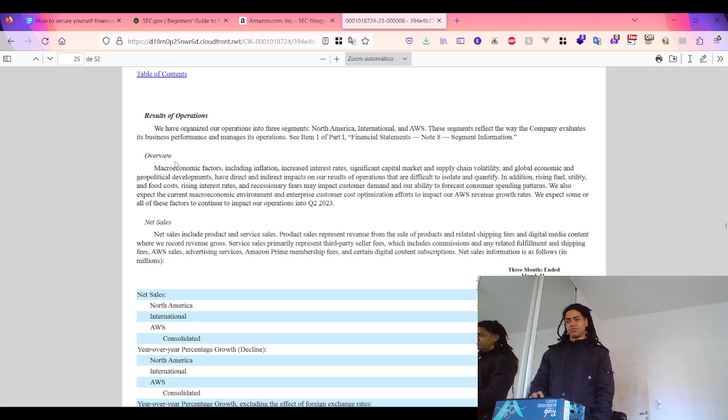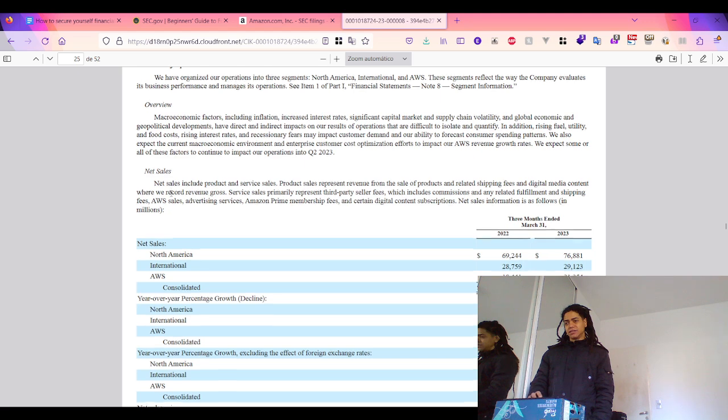We also expect the current macroeconomic environment and enterprise customers' cost optimization efforts to impact our AWS revenue growth rates. We expect all of these factors to continue to impact our operations in Q2 2023.